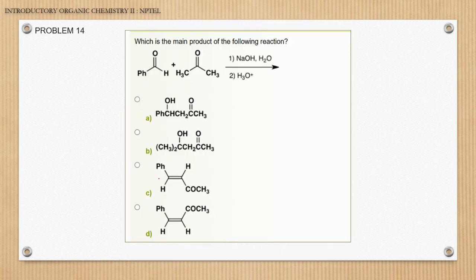Okay. So now coming to problem number 14. Which is the main product of the following reaction? Now you have to identify the main product of this reaction. This is the aldol condensation reaction. So here, first of all, the sodium hydroxide will abstract a proton. From where will it abstract a proton?